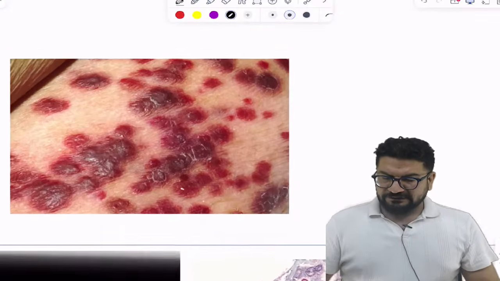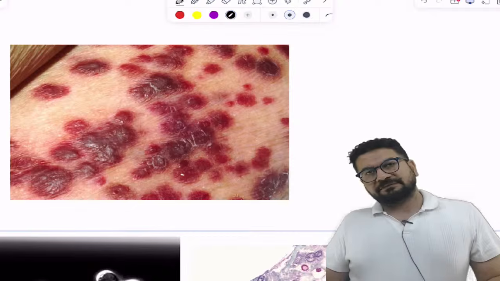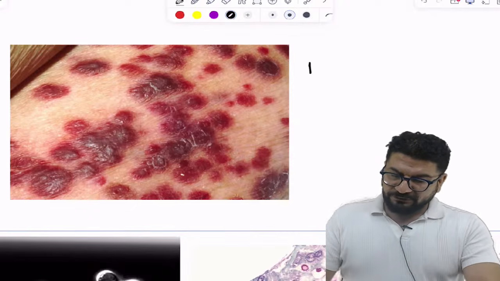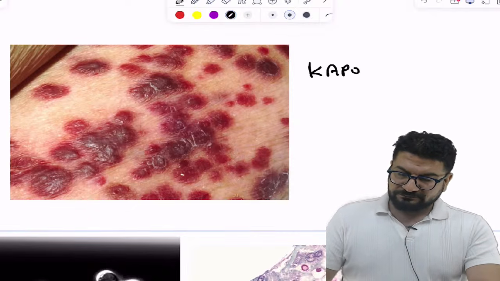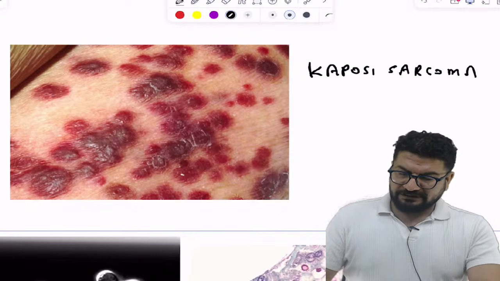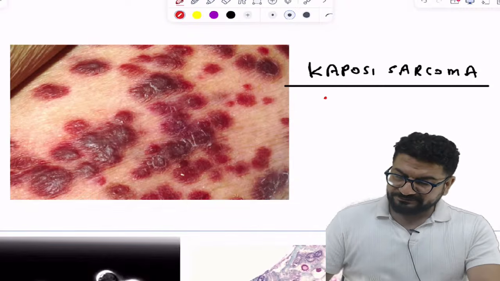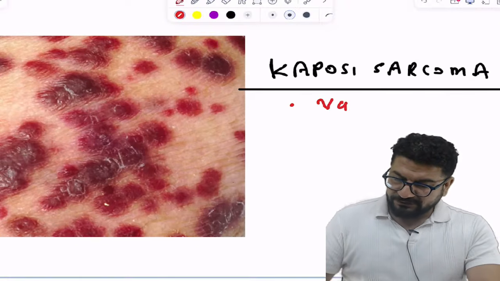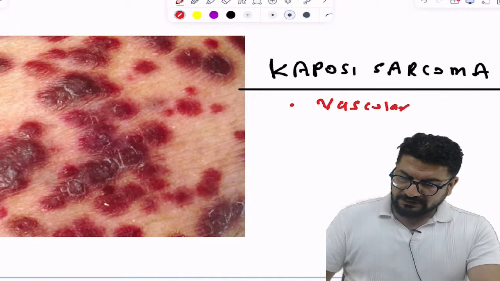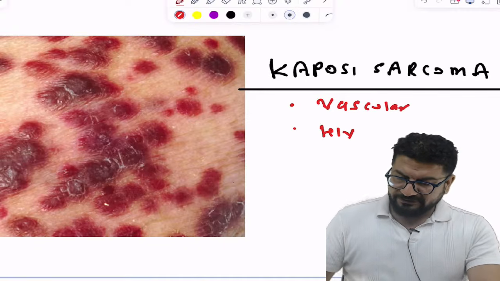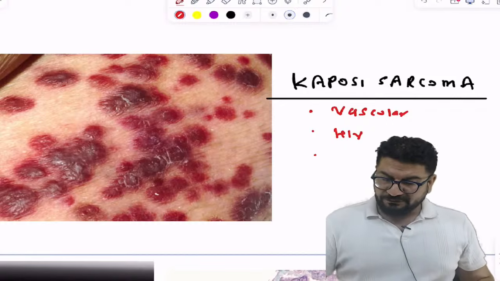Okay, now look at this. This is a very, very important thing which they ask in exam. It is Kaposi sarcoma. This is a topic which is trending in exam. They are asking again and again. So first of all, remember it's a vascular tumor. It is seen in HIV patients or immunocompromised patients, and it is due to HHV8.